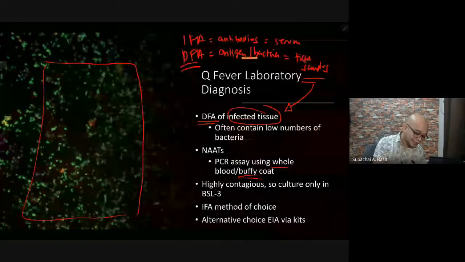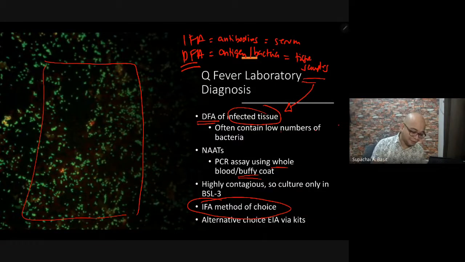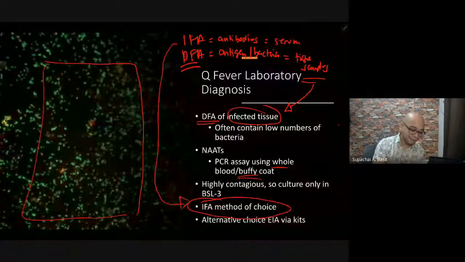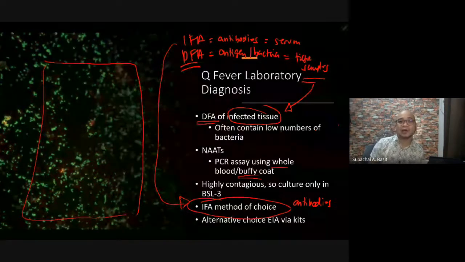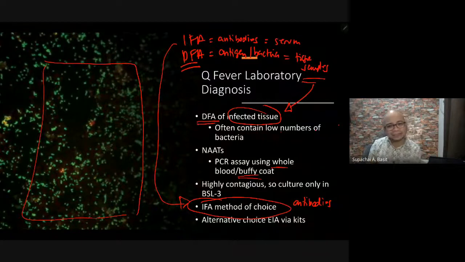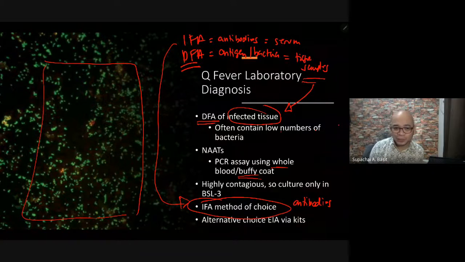But it says here, IFA method is the method of choice. Meaning to say, what's the difference again? In IFA, we are detecting patient's antibodies. If you're able to detect patient's antibodies, meaning to say the patients have been infected already with Q fever, but you have to wait for several weeks before you can actually do IFA. So the alternative method is the enzyme immunoassay. Kits are also available. So this one is more practical and cheaper.